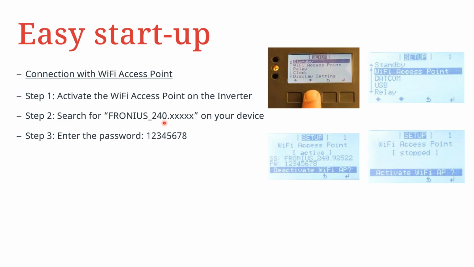Usually the name of the inverter will be displayed. So you have to open your Wi-Fi access point on your device, and then search for the inverter. It normally starts with 240 followed by the other numbers associated with the inverter, as you can see in this example. Once you select this particular inverter, you will have a request to enter the password. The password is 1 straight through to 8. Once you input that, you would now have access directly to this particular inverter.